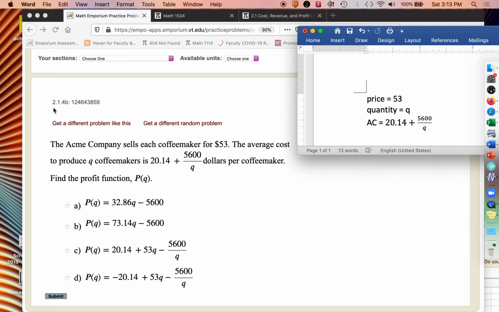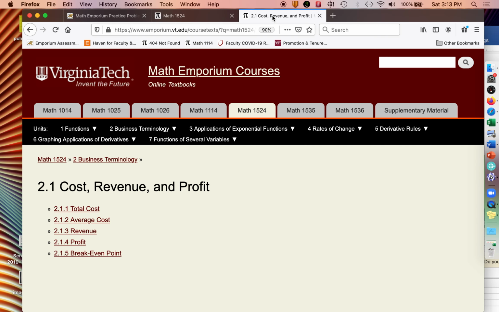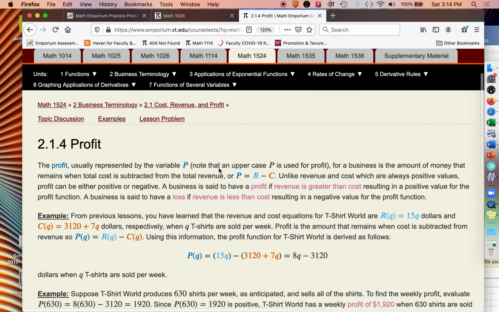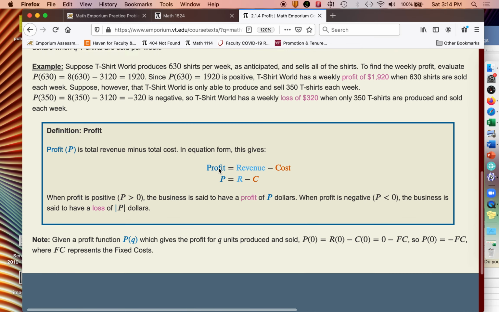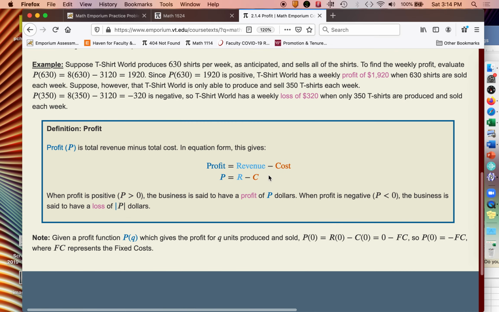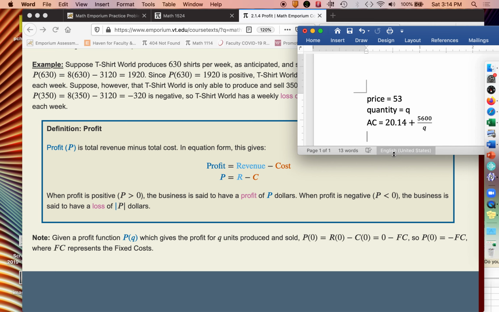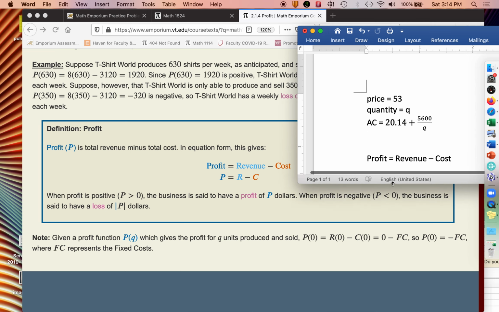Okay, in 2.1.4, notice the code 2.1.4 in the problem and the code 2.1.4 in the text. That is about profit. It says that profit is equal to revenue minus cost, R minus C. Profit is R minus C. All right, let's write that down. So the profit is revenue minus cost.